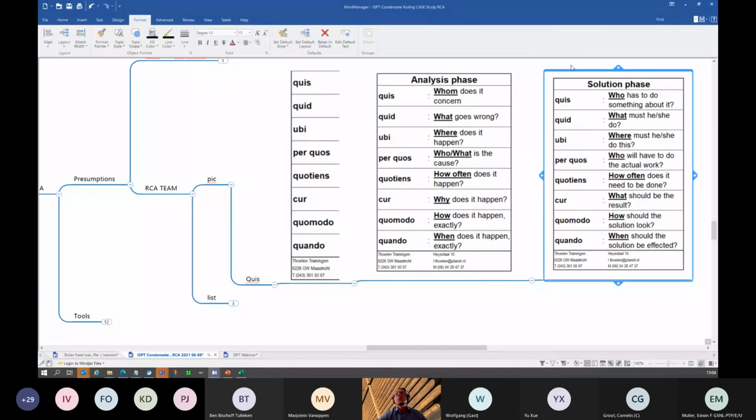And you also can use the same thing for the solution, and this is also something that you need to define: who needs to be in a team. You need to have people in the team who can answer these questions, and you need to have people in your team who can do something about it. That's what needs to be done, where it needs to be done, who will have to do the actual work, etc., etc.